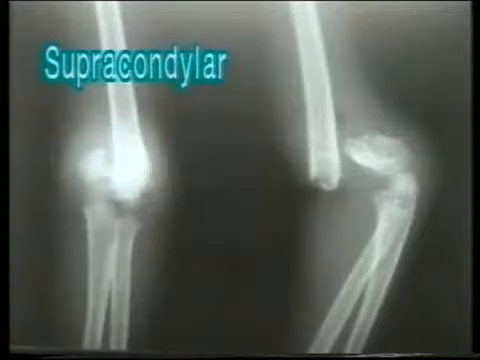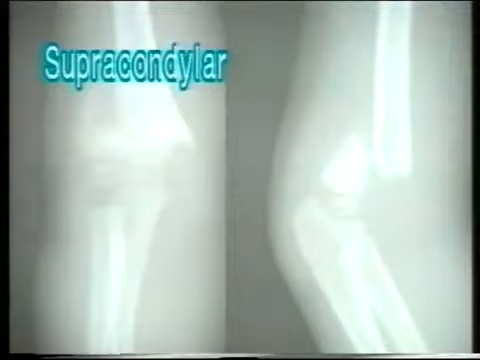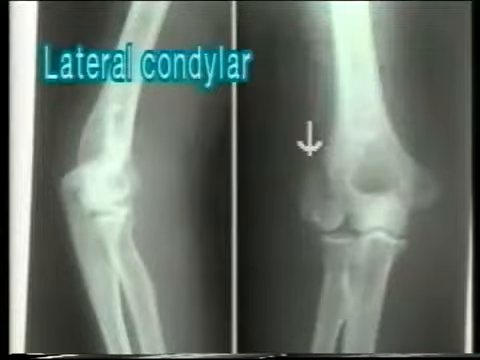This is a condylar fracture of the right humerus in an adult. This is a supracondylar fracture of the humerus in a child. This is another supracondylar fracture. Note the anterior projection of the upper fragment. This is a medial condylar fracture of the humerus.